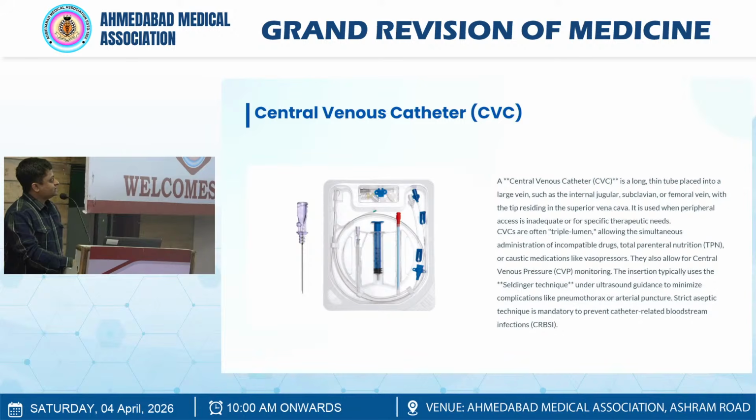Central venous catheter is a long thin tube placed into a large vein such as internal jugular, subclavian or a femoral vein, commonly used when peripheral veins are not possible or in a critical condition where we have to access the large vein and give multiple antibiotics or vasopressors. Okay.